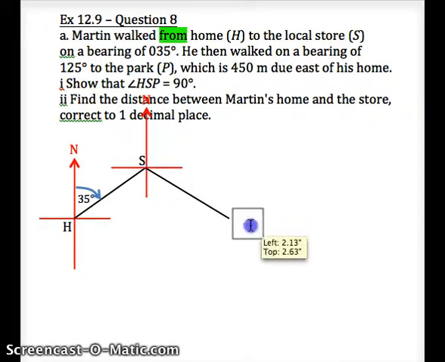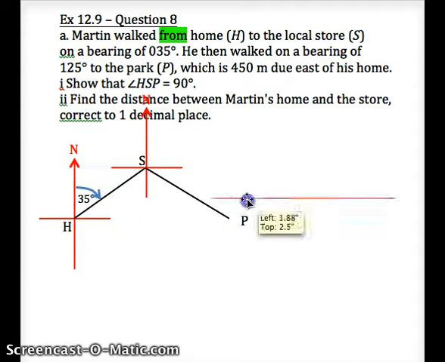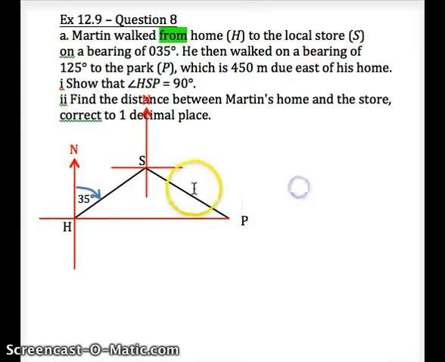So he walks to the park P, but this park happens to be due east of his home. So I need to stop the walking once he's along this east line here. So I'll just put the east line in first. So there's my east line. So the park is due east of home, and he keeps walking from the shop to the park here, which happens to be due east of home. Now, of course, this will be a right angle because that's a north-east line. And I'll just put in the 450 meters in there.